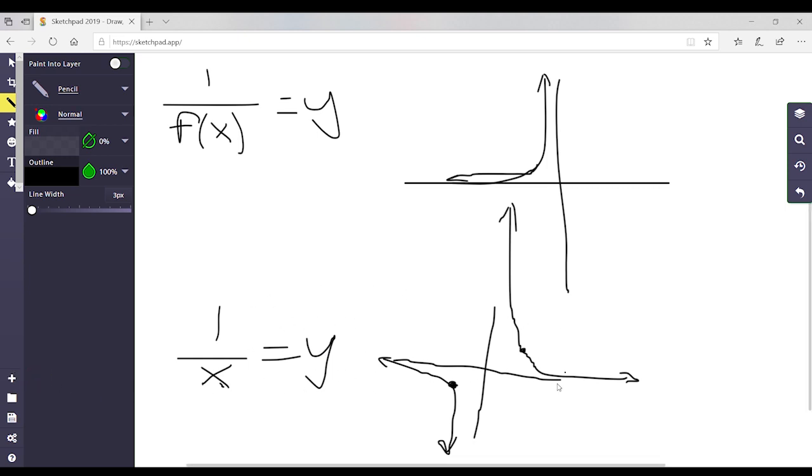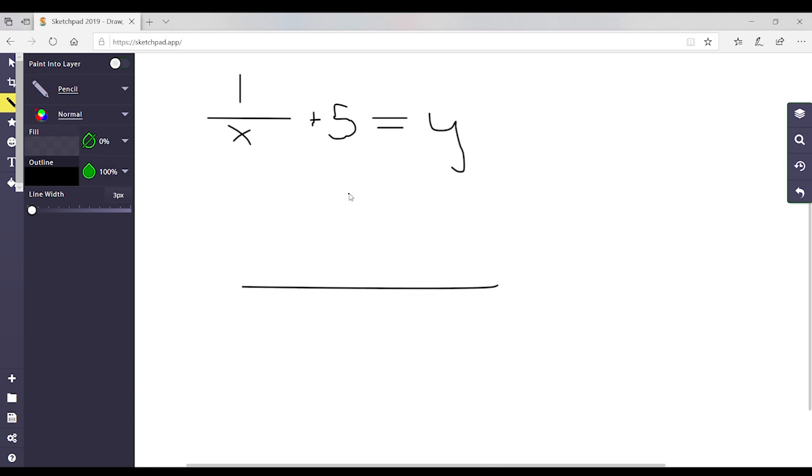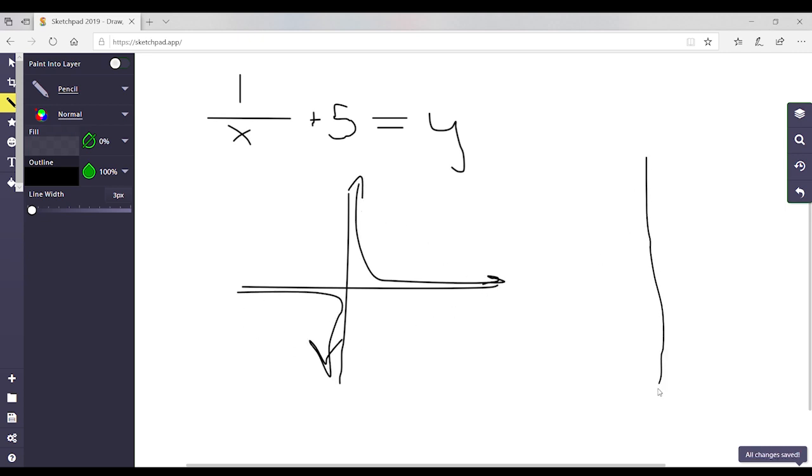So how could we transform this sort of graph? Well, if we wanted to move it up or down, we could just add a number to it, right? Let's do that on another page. So 1 divided by x, and let's say plus 5 equals y, okay? Now this is going to move it up and down. If you have a graph like this, and this is your regular one, just 1 divided by x, that's what it looks like normally, and then this is when we transform it. It's going to move up 5, okay?